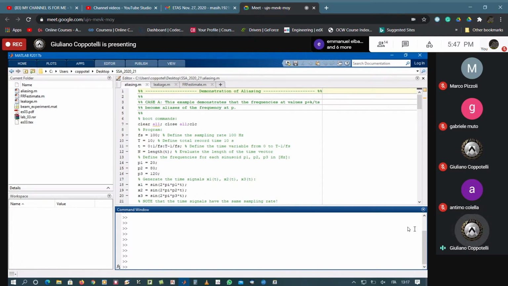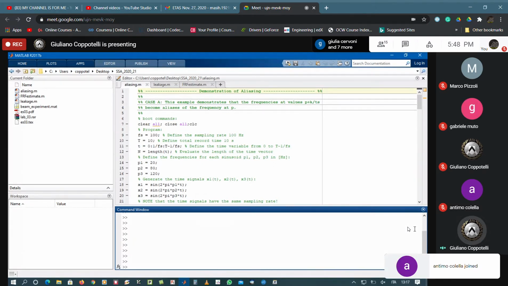So the first problem that we are going to see together is the aliasing problem, and for that I wrote a Matlab script. These Matlab scripts are always referred to with the file extension .m, okay? So as you can see, this Matlab script is called aliasing.m, and inside this file, I have reported all the instructions or the commands that we need.